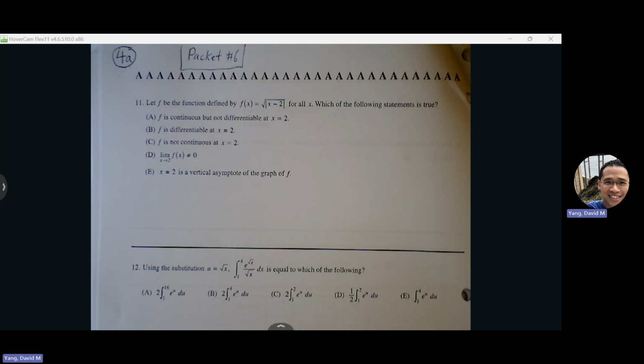I have a couple of copies of keys of packet 5 and 6. If you want to pick up packet 5, if you're also still working on it, and if you want to work at your own pace, that's fine.